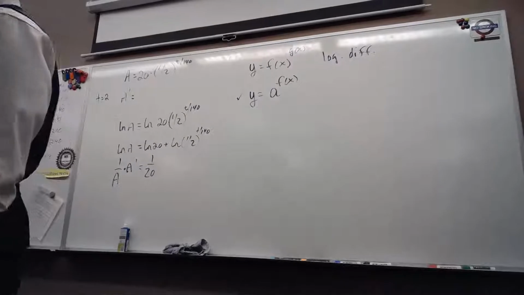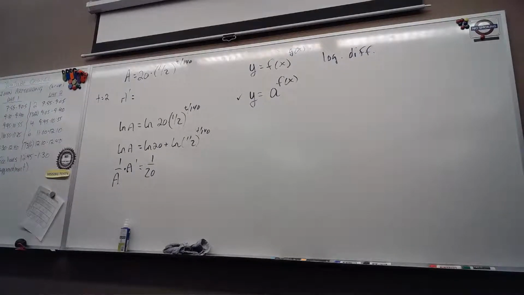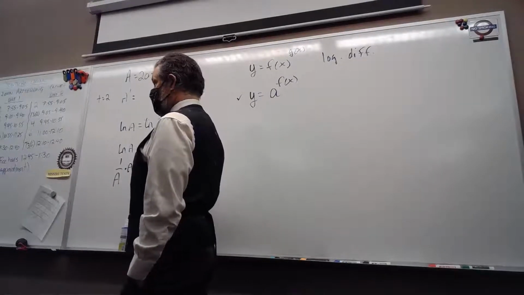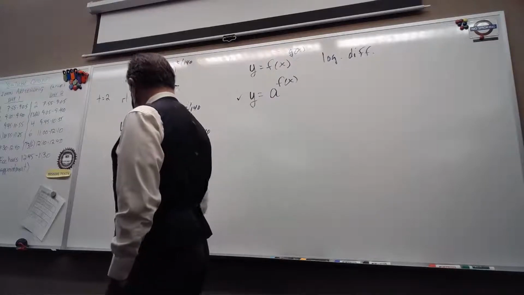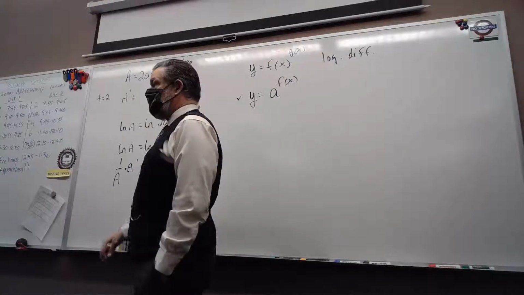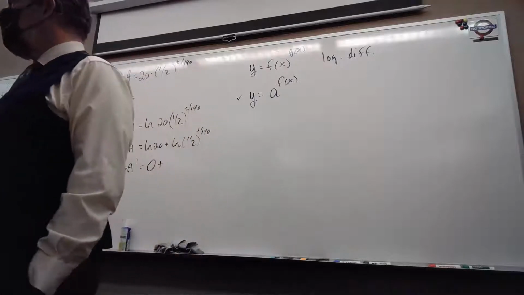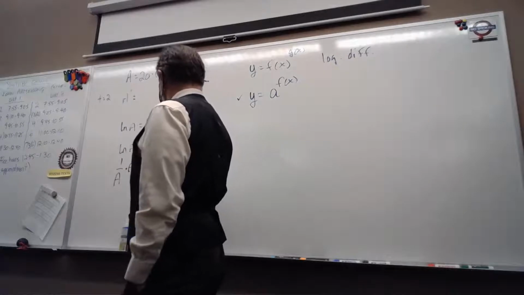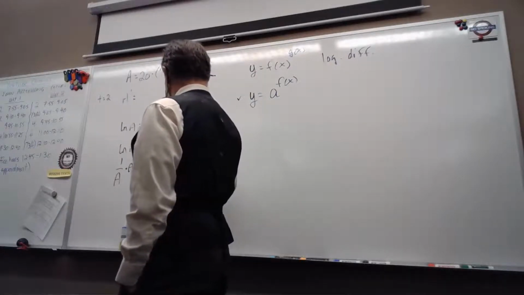Everybody see the problem? Is natural log of 20 a function? Or is it a number? Number. What's the derivative of a number? 0. This is not a function. No variable. Derivative of natural log of 20 is 0 because it's just a number. It's a constant. Now, I could take the t over 140, but you see how complicated this has gotten?